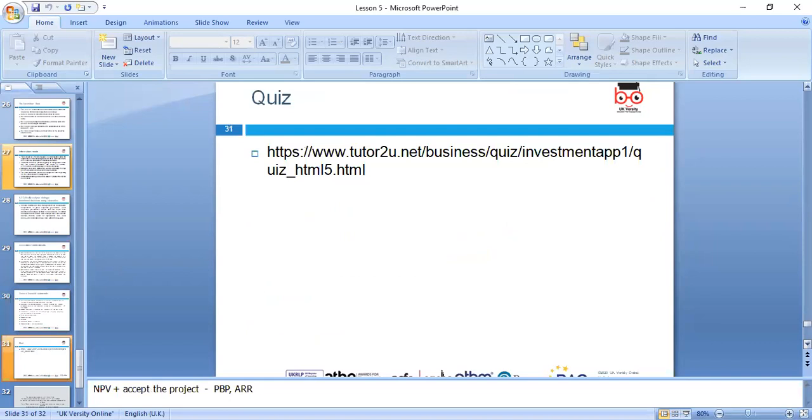Please attempt the questions you have been given to test your understanding of investment appraisal. Appraisal means checking the return and the real value of the money. We discussed the payback period, the time value of money, which is NPV, and ARR. These are the key investment appraisal methods. Please go through them, and if you have any questions, make sure to drop me an email.